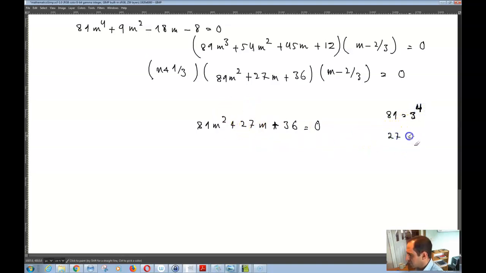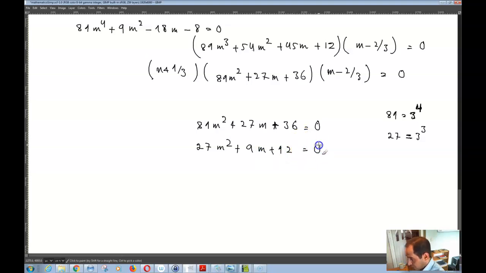27 is 3 raised to the power 3, and 36 is 3 times 12, so you can only divide by 3 apparently. So divide by 3, you will get 27m squared plus 9m plus 12.